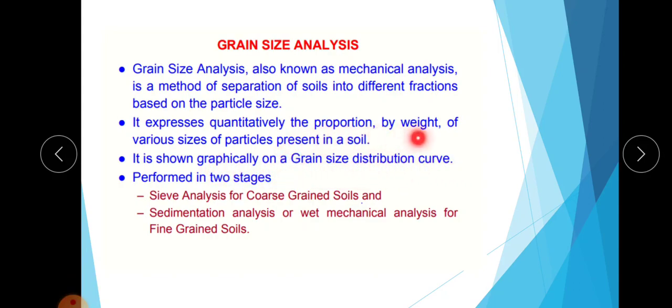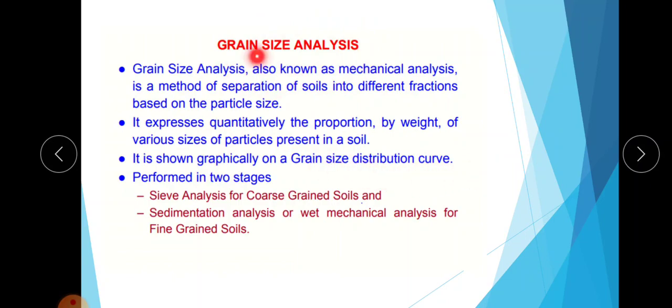So this grain size distribution curve is very important. This grain size distribution curve is actually the graphical representation of grain size analysis. That is, the result of grain size analysis is graphically represented using the grain size distribution curve.